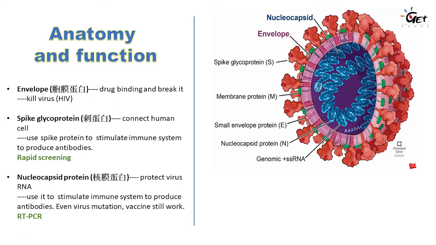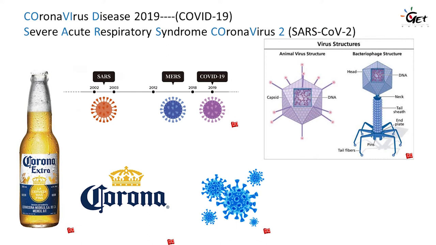I want you to focus on the shape, and I try to explain the different parts and their functions. I already explained the envelope protein. Its function is to protect the nucleic acid, the RNA inside. And the spike glycoprotein is a tool this virus uses for landing on human cells. The way they land on human cells is different from a traditional virus. A traditional virus, you see, has equipment, a tool used for landing.